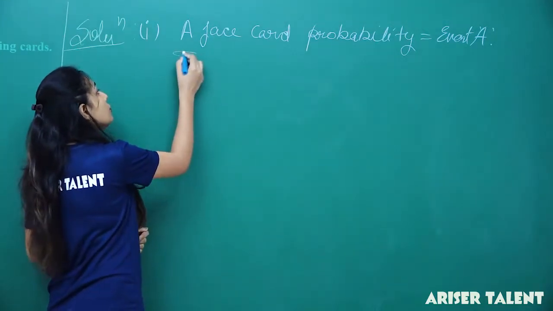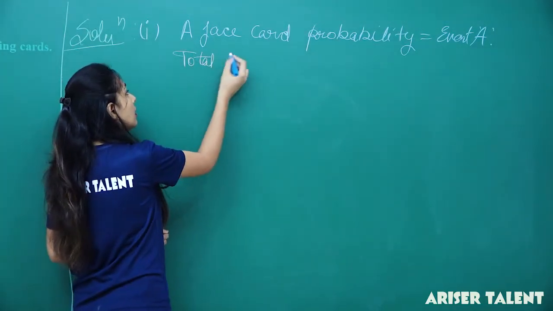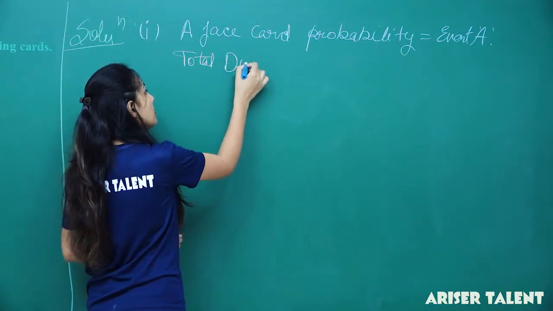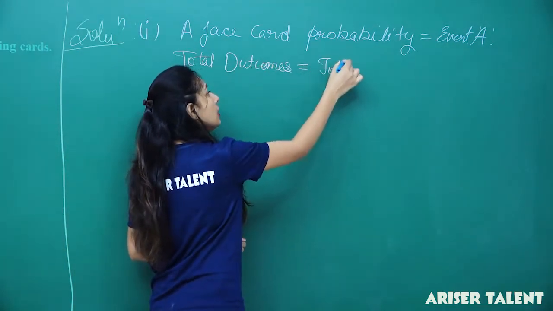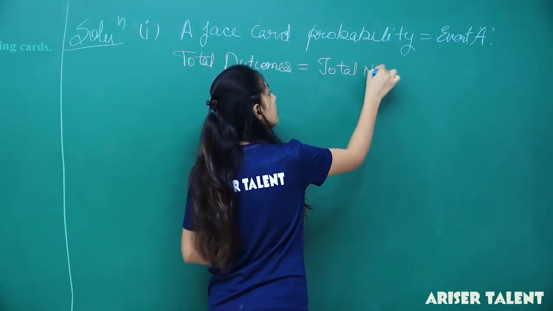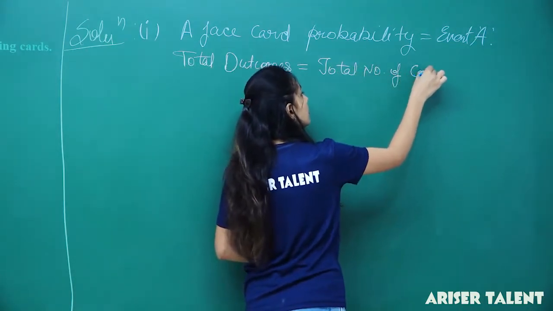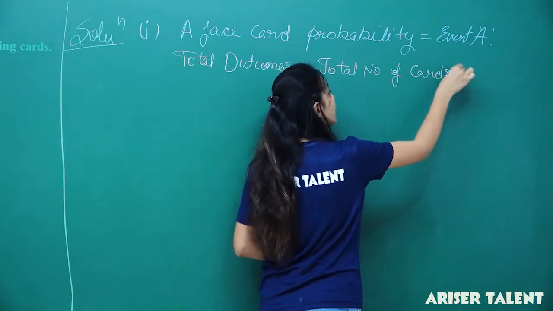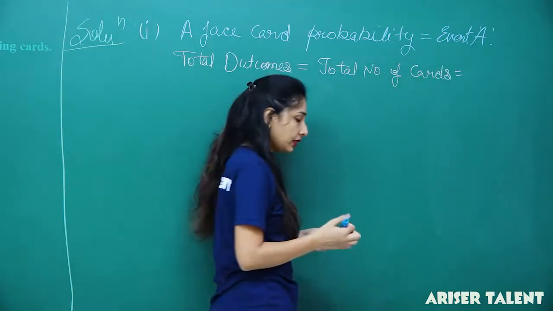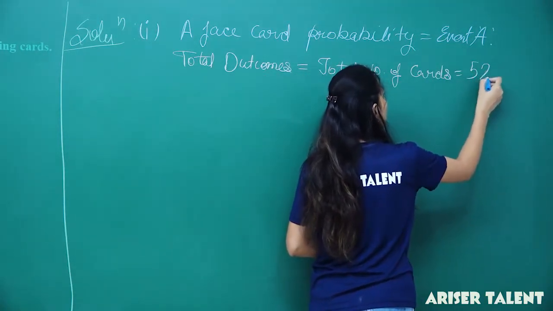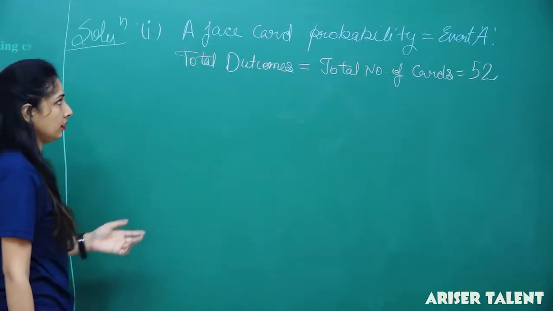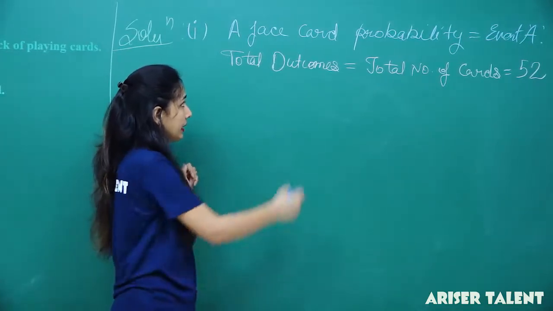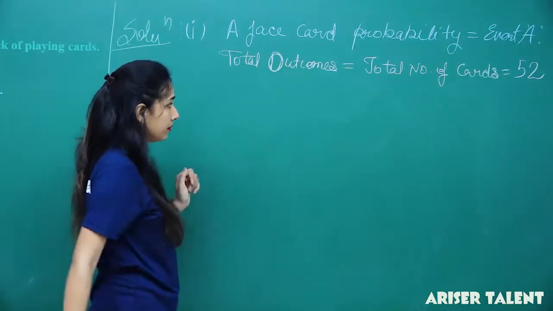So, total outcomes equal to total number of cards. That will be equal to 52, isn't it? That's so simple. We know that. We have studied that we have 52 cards in total. Now, this is about total outcomes.